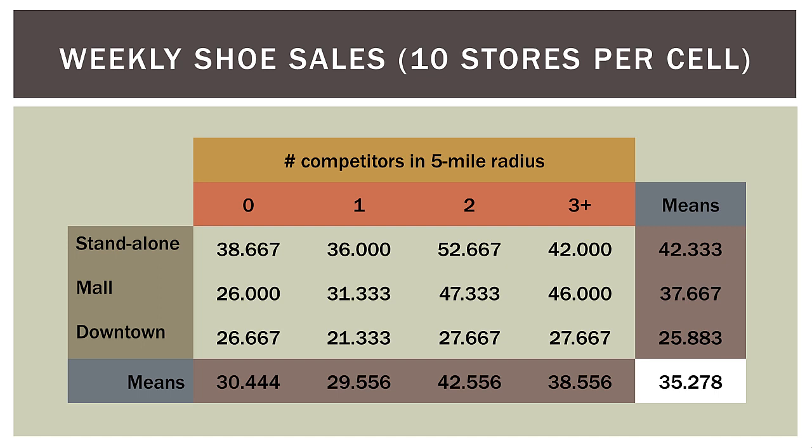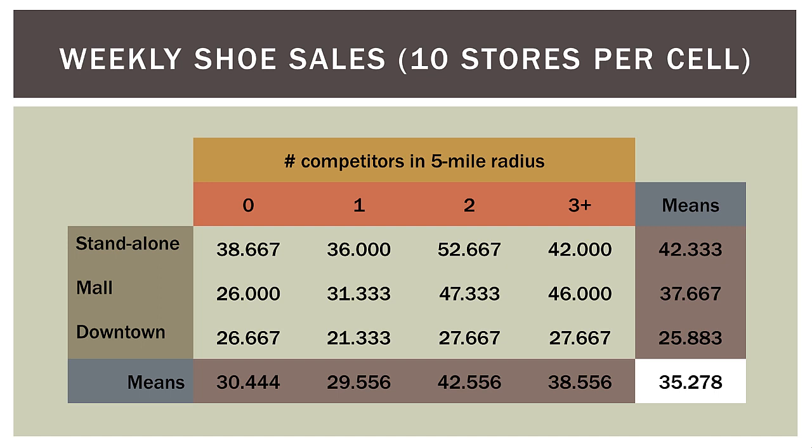On the left-hand side, our rows, we have the type of store it is. So we have a standalone store, which is just a store by itself that's sitting out somewhere. Then we have a store that's in the mall, so maybe in a suburban mall or something like that. And then finally we have stores that are located in a downtown sort of urban area. So those are our 2 factors, the number of competitors in a 5-mile radius and the type of store it is. And then here we have the average shoe sales per week.